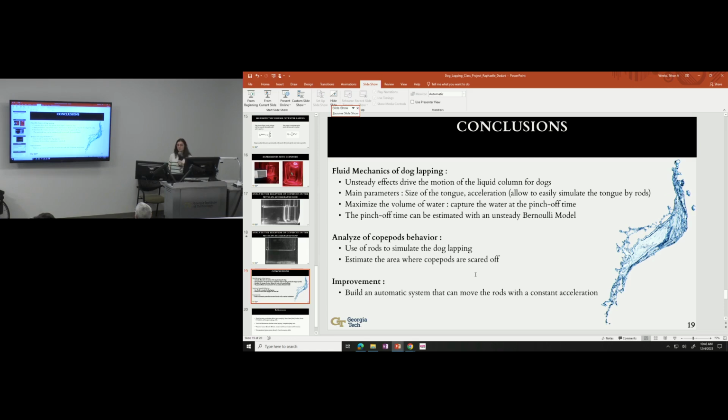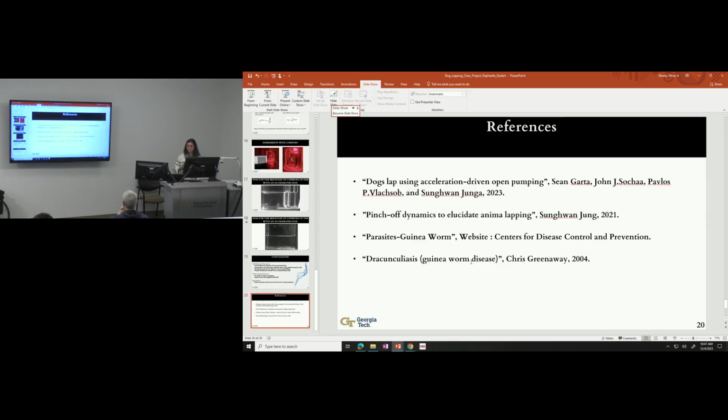Obviously, they do that naturally. They do not compute the pinch time to drink. And the pinch time can be estimated with an unsteady Bernoulli model. For the second part of the project, the goal was to analyze the copepod behavior by using a rod to simulate the dog lapping, and the goal was to estimate the area where copepods are scared off. And to improve this project, it can be interesting to build an automatic system that can move the rods with a constant acceleration.